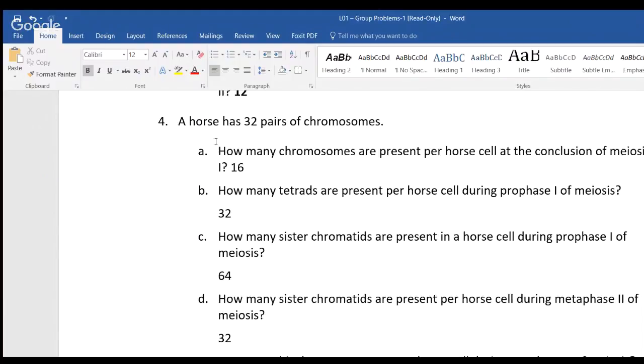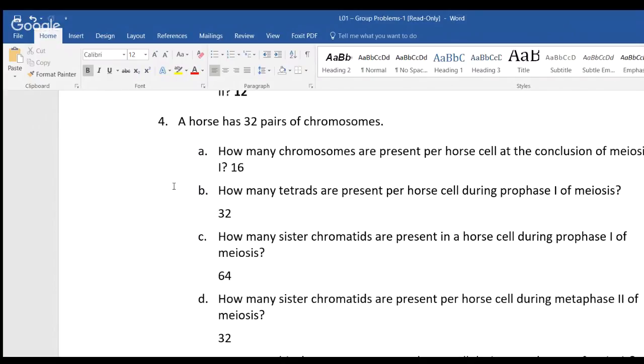If we want to know how many tetrads are present during prophase 1, which is part B, we think about how many we started off with. So 32 pairs, and each pair is going to be a tetrad. So it should be 32 tetrads during that phase.